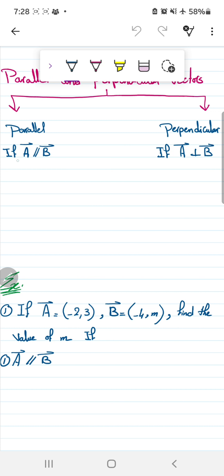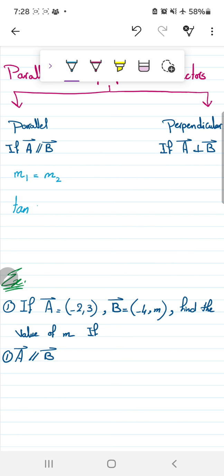So here, if vector A is parallel to vector B, it means the slope of vector A, which is m1, equals the slope of vector B, which is m2. So tan theta 1, as we said the slope is tan theta, equals tan theta 2. Or if we have y and x, the slope is y over x, so y1 over x1 equals y2 over x2.